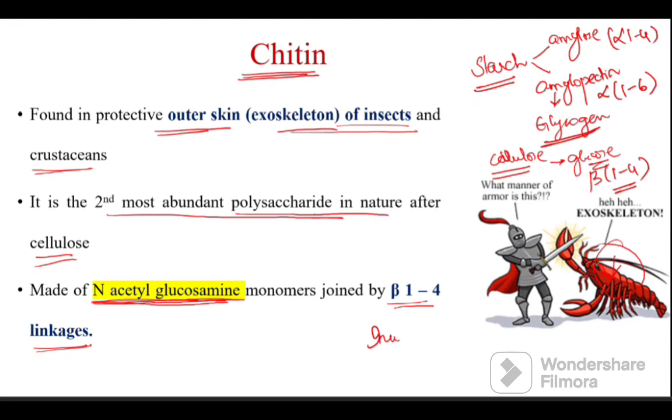And then we have inulin, another homopolysaccharide which is made of fructose units. These fructose units are joined together by beta-1,2 linkages. And finally we have chitin as another homopolysaccharide, which has N-acetyl glucosamine joined together by beta-1,4 linkages.